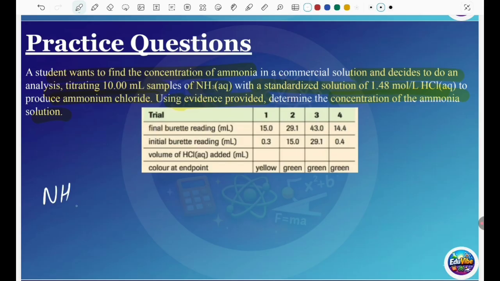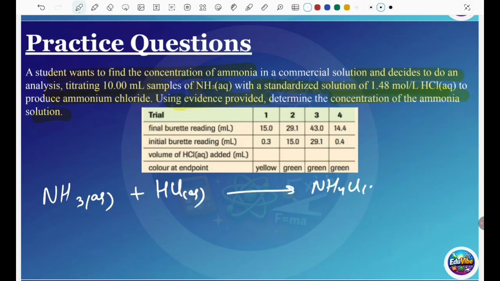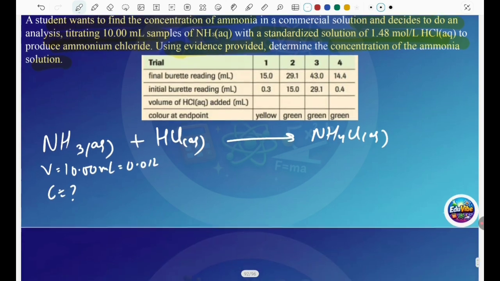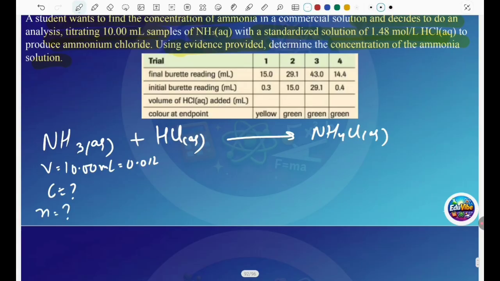Equation. So we have NH3 aqueous which reacts with the HCl aqueous, and becomes NH4Cl aqueous. For NH3 we have the volume, which is 10.00 ml, basically 0.01 liters. We have to find the concentration of the ammonia, but we don't have the N, so we have to find the N first from something else. For the HCl, we have the concentration, 1.48 moles per liter, and you can find the average volume of the HCl from this table.